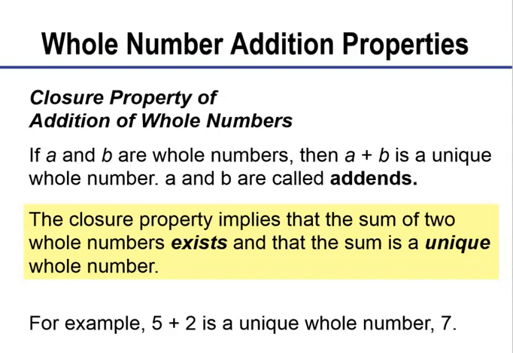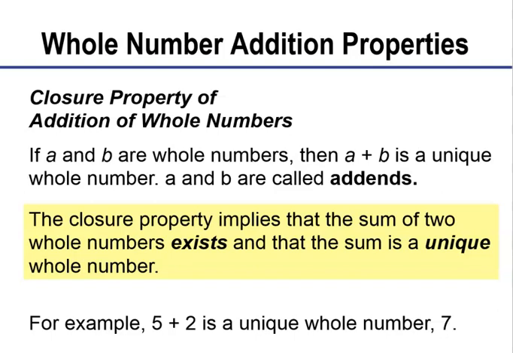So, closure property of addition of whole numbers. If A and B are whole numbers, then A plus B is a unique whole number. A and B are called the add-ins. The closure property implies that the sum of two whole numbers exists and that the sum is a unique whole number. So addition is closed within the whole number system. As long as you add two whole numbers, your answer is always a whole number.